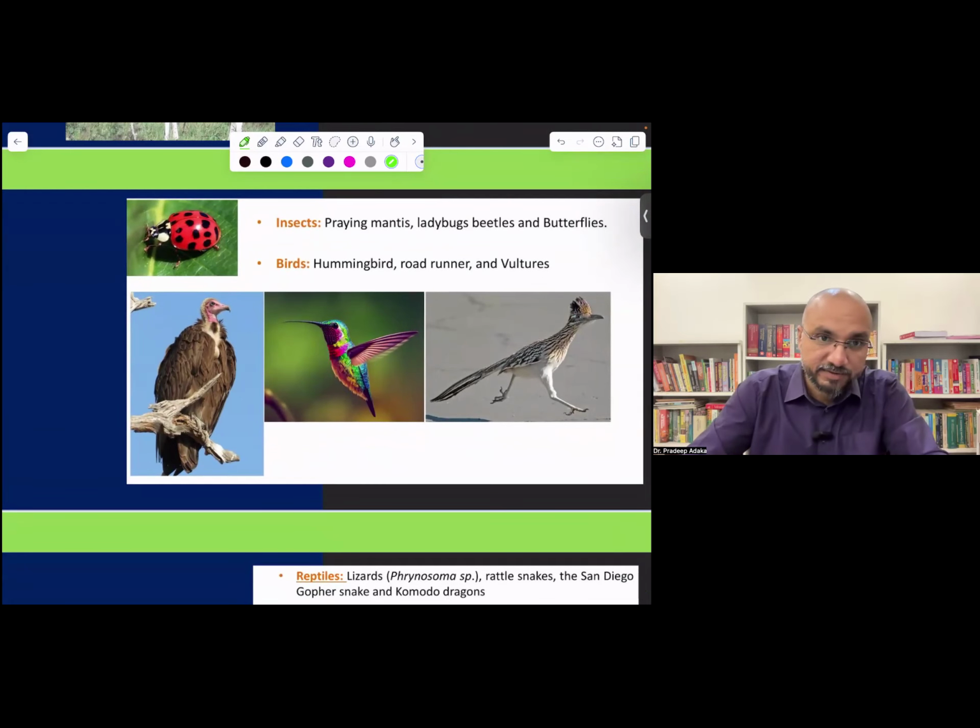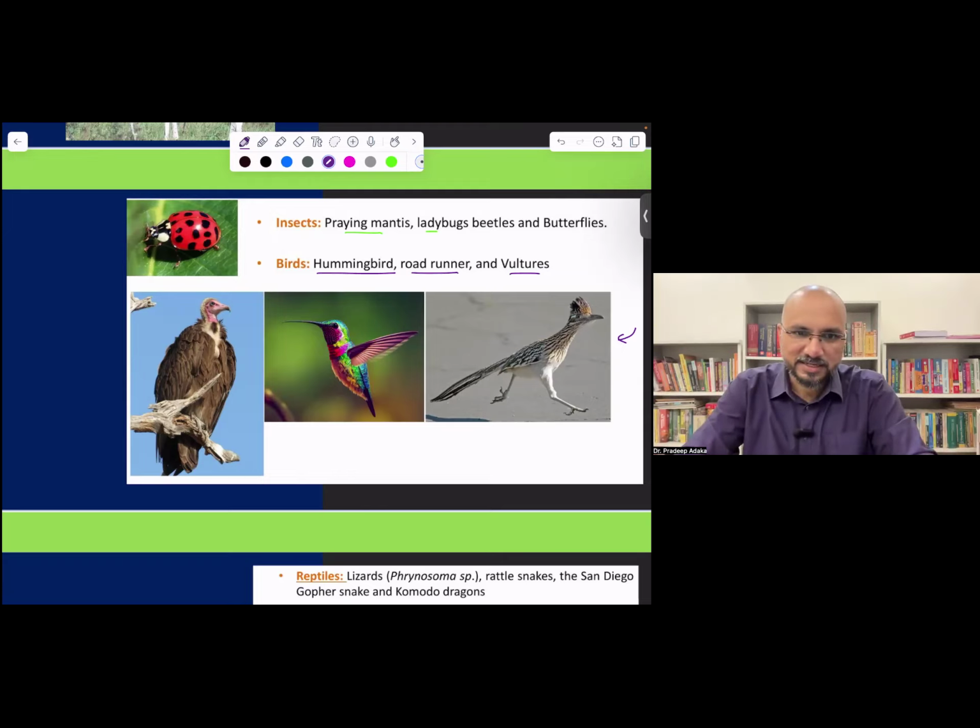So insects, what kind of insects? Praying mantis, ladybugs, butterflies, these are very common. Now in birds, hummingbirds, roadrunner, vultures. So this is your roadrunner. You might have seen that cartoon, right? Roadrunner. So I don't know nowadays, I mean, you are all very young, but when I was a kid, we used to watch Roadrunner and Coyote. That Coyote used to have different types of strategy, and every time the Roadrunner used to escape.